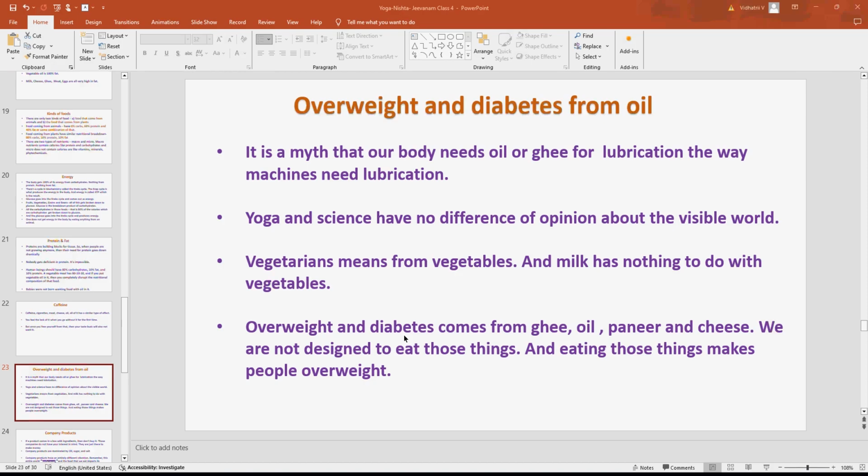Another thing that I want to talk about is company products. If it comes in a box with ingredients, any food that comes in a box with ingredients, just don't buy it, right?